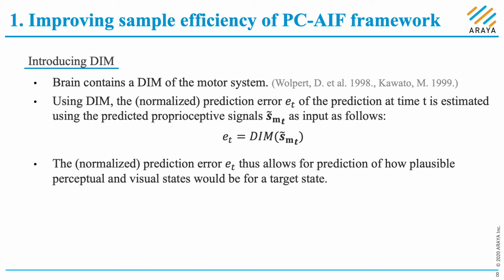First, to improve sample efficiency, we considered incorporating a detailed internal model of the motor system, which a paper showed that the brain has. We humans can project how a thrown ball will fall. We humans do not consider it natural that a thrown ball will come back without hitting a wall. This is what we are trying to achieve with this model. We define the projection error ET as follows. The projection error ET can be used to project how plausible a percept is.